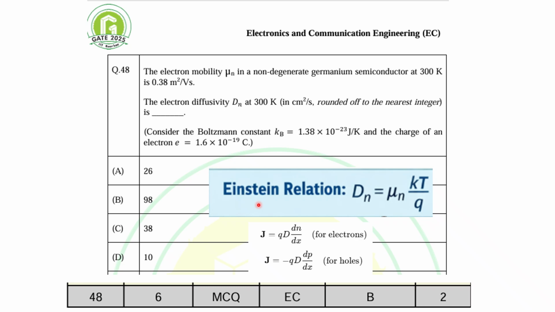Just for your information, once you get the value of the diffusion constant, how can you find the diffusion current? The current density you can find as J equals q D dn by dx. What is this dn by dx? This is your concentration gradient only. This is the technique to find the current density due to diffusion.